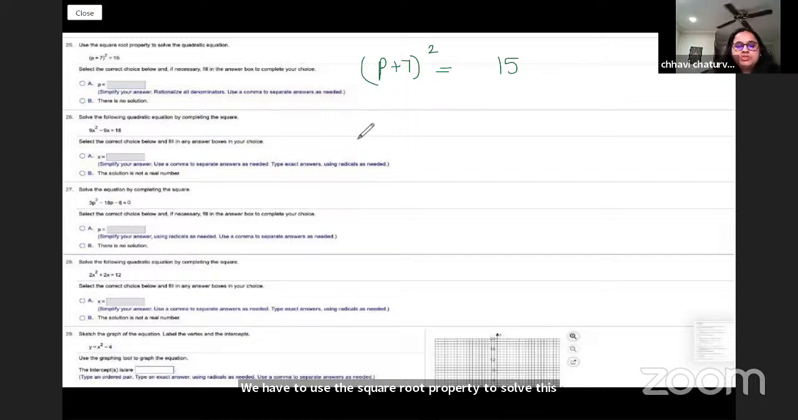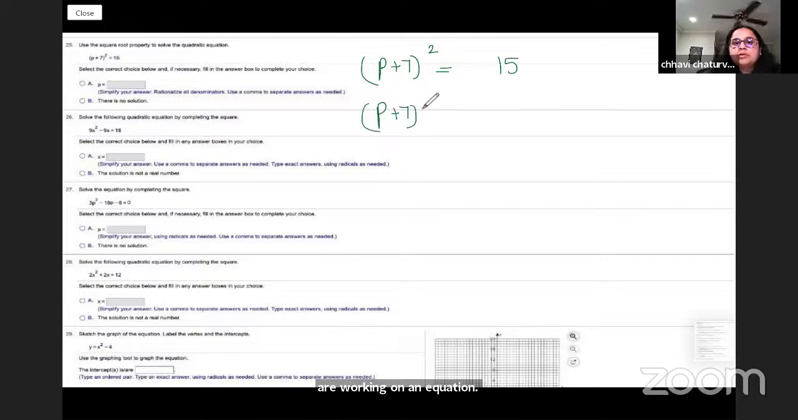Please remember the most important thing with the square root concept: since you are working on an equation, when you find the square root, don't forget to put the plus minus sign.